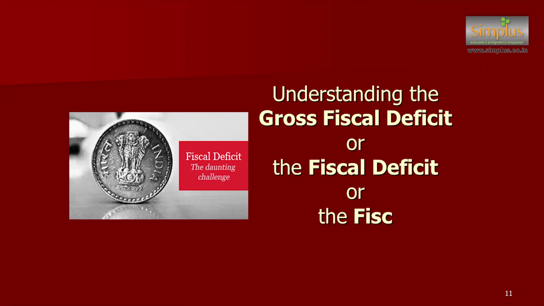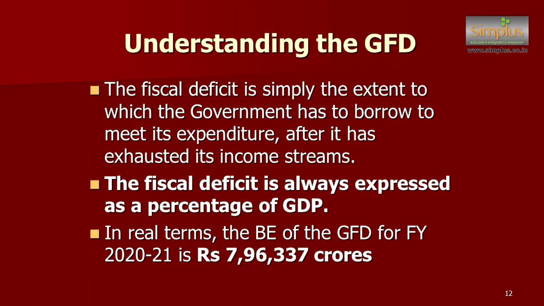Now, understanding the fiscal deficit is also important. And when we talk about the fiscal deficit, it is very simple to understand. It is the shortfall that the government has in meeting its expenditure. After all the revenue streams of the government, there is a shortfall in meeting expenditure, and this shortfall has to be met. The government meets it by borrowing. So the gross fiscal deficit is what the government has to borrow in order to meet its expenditure after taking into account all income.